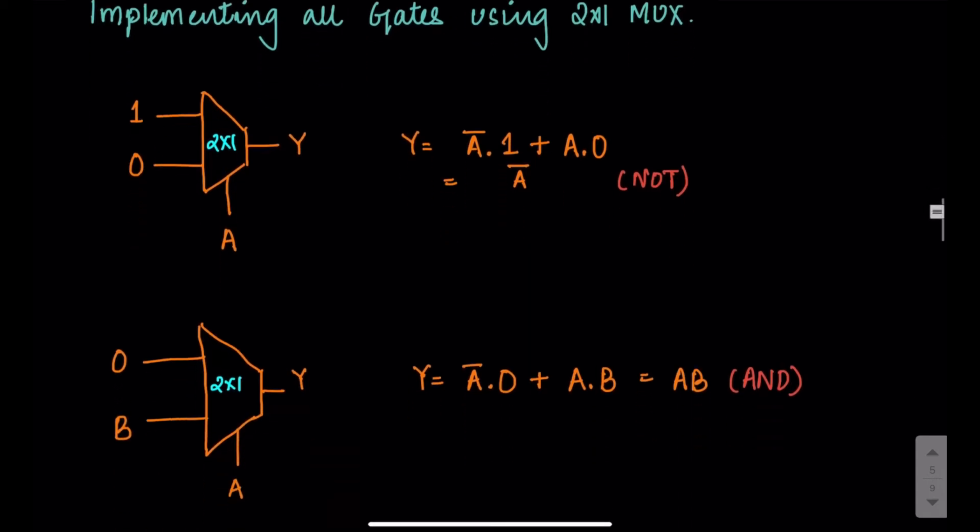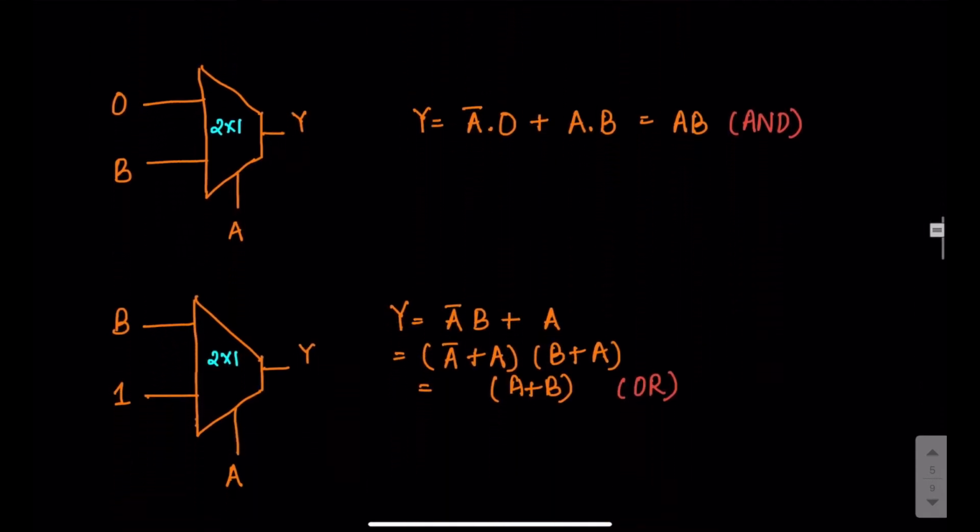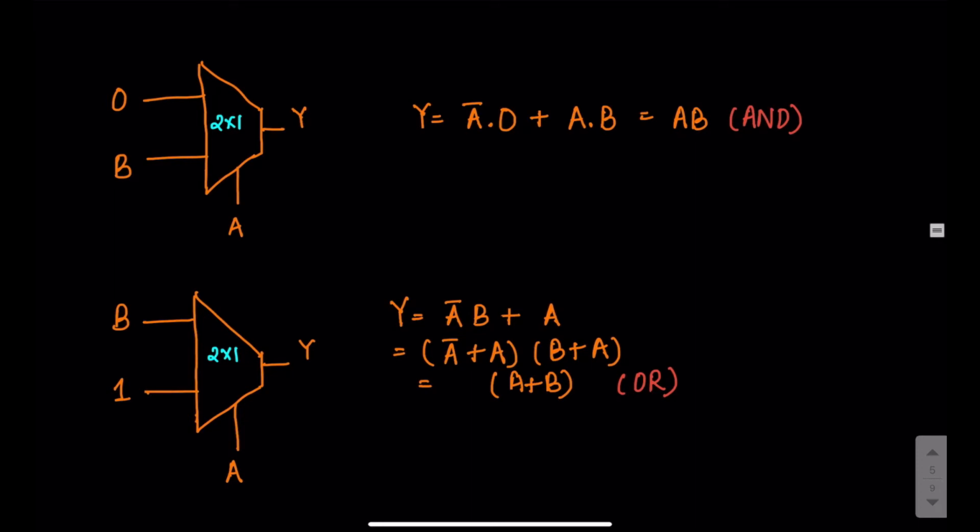Similarly, if we wish to implement the AND gate using the 2 cross 1 mux, it is also as simple as this. We need to choose one of the variables as the select line and the other variable as the input. I0 should be 0 and the other input should be B. So we have y is equal to A bar dot 0 plus A dot B. So this gives you AB as the answer, which is the expression for the AND gate.